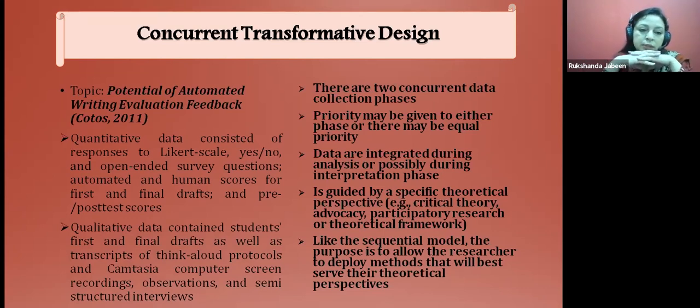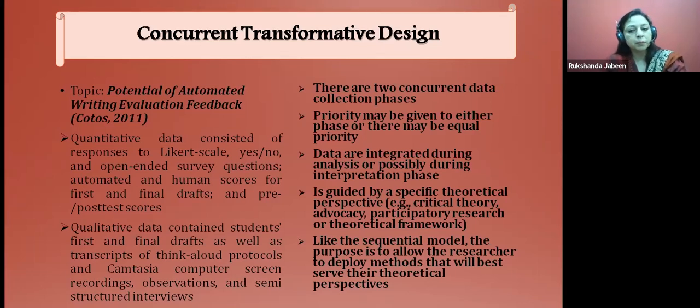So what the researcher did: the quantitative data consisted of responses from the KIPP scale, the first and final graphs from the students' scores, and the pre and post test scores. The qualitative data contained the students' first and final graphs as well as their transcripts. The observations were recorded, semi-structured interviews were conducted, and then the data was interpreted. It transformed one kind of data to help and inform the other phase of the study. So this involved a transformation.